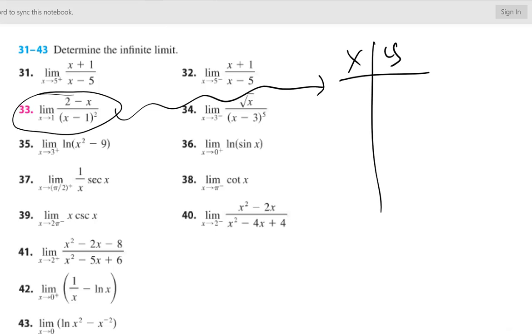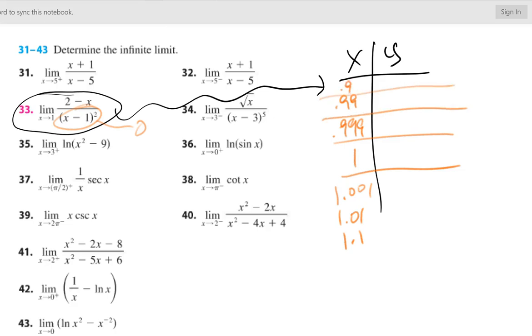And you could say, okay, maybe 1 is right here. So we're not allowed to plug in 1, because if you plug in 1, you're going to get 0 on the bottom, which is bad. So what you could do is plug in 1.01, 1.001, and 1.1 into the function, and on the other side 0.9, 0.99, 0.999, and see what you get. Actually, I like doing it vertically better.